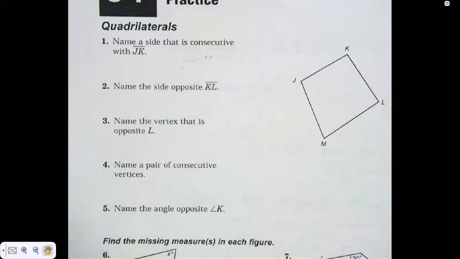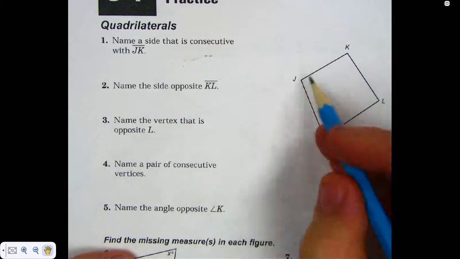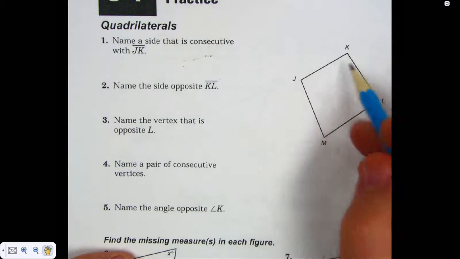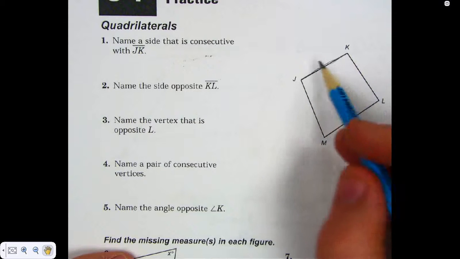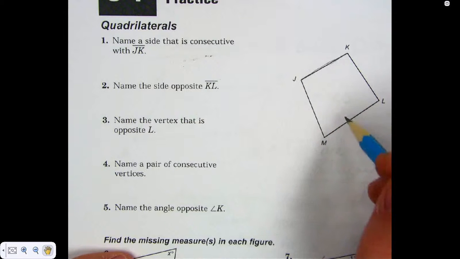Shh. Name a side that is consecutive to JK. JN. Consecutive, what would that mean? Across from? Think of it like this. No, that would be opposite.